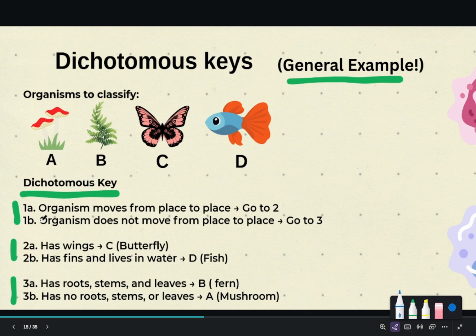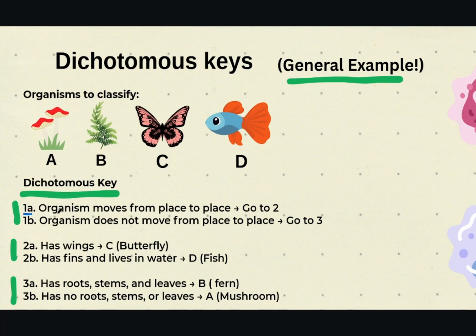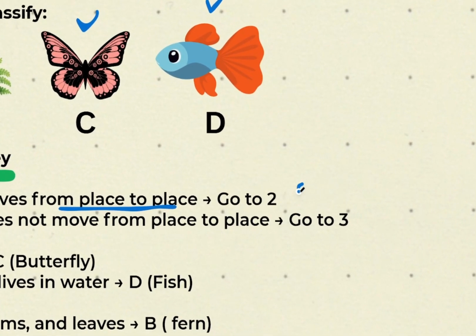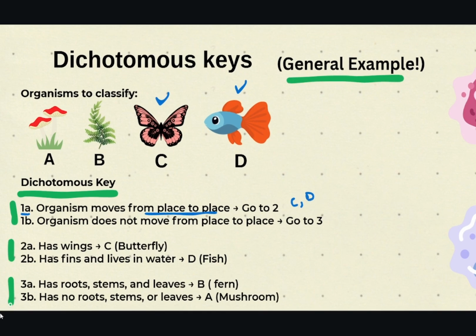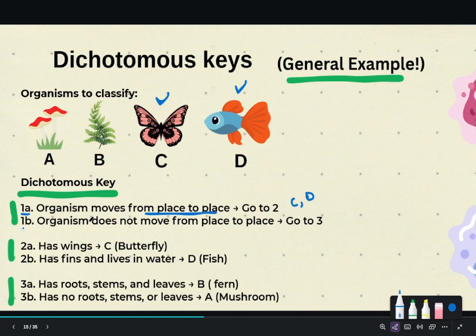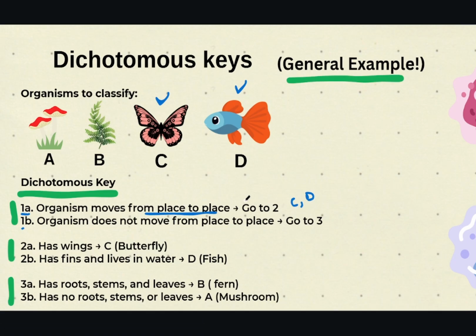When I look at the first key, which is key 1A, it says that the organism moves from place to place. Now, obviously, we must be given some information about them. So I know that yes, C and D are the 2 organisms that move from place to place. So that means till now, I have the options as C and D. So I'm going to identify between C and D. And then, all right, if they move from place to place, then I have a direction given over here that I need to go to key number 2. So let's go ahead to key number 2.